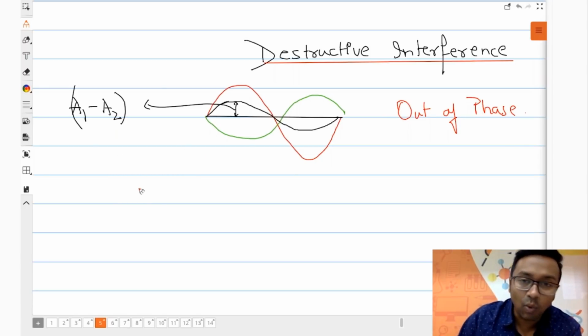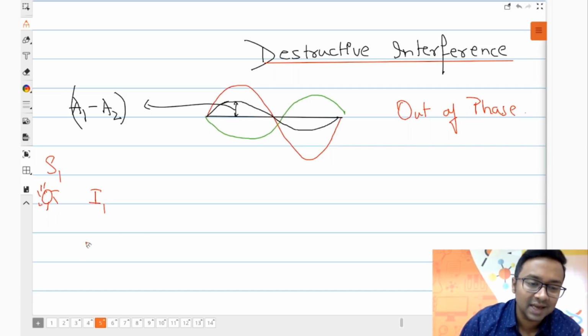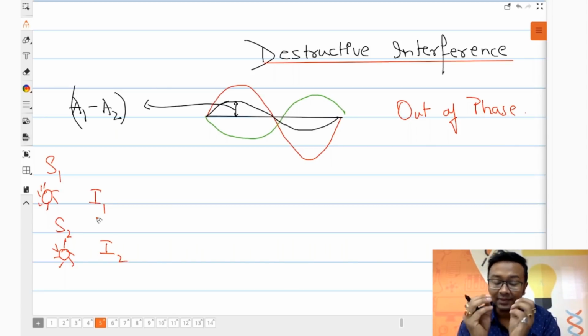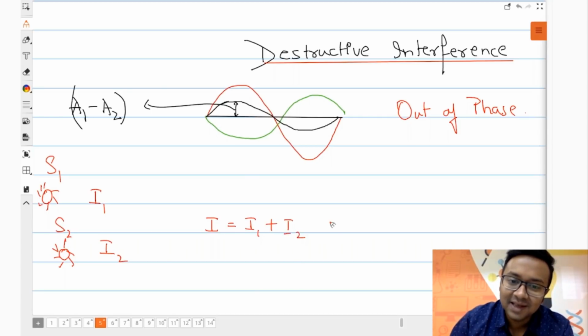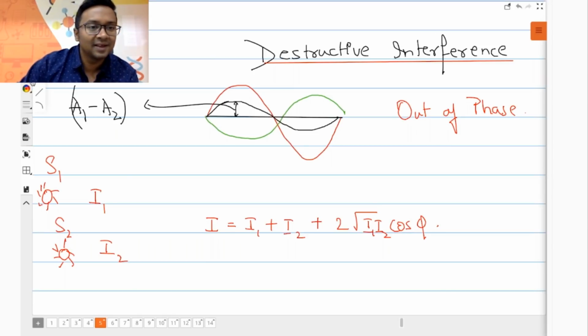Now technically, if one source, say my source S1, has an intensity I1, and I've got another source, say S2, which has an intensity I2, then if the two were to interfere with each other, and we need to find the resultant at a given point, how do we find it out? We use a formula that is I equals I1 plus I2 plus 2 root I1 I2 into cos of phi.